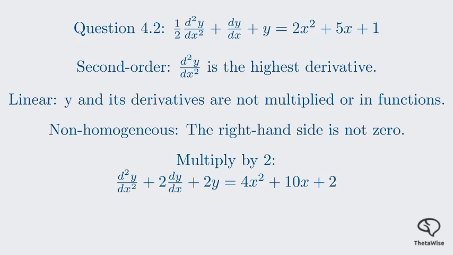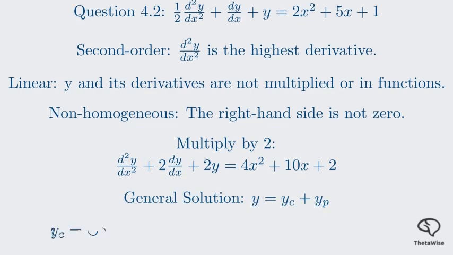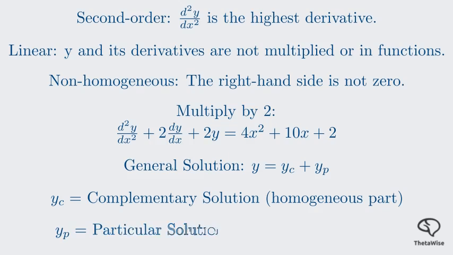The solution to a non-homogeneous equation has 2 main parts. The general solution, which we call y, is the sum of the complementary solution, or yc, and the particular solution, yp. We'll solve for each of these parts separately and then add them together to get our final answer. Let's begin by finding the complementary solution, yc. This involves solving the associated homogeneous equation.